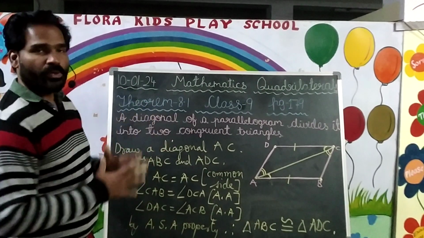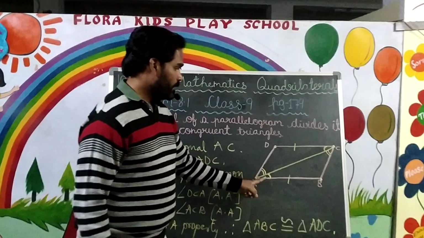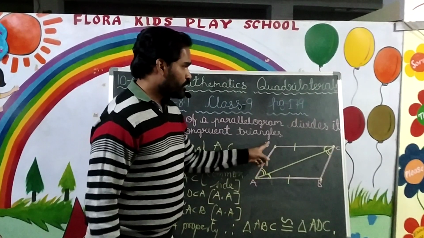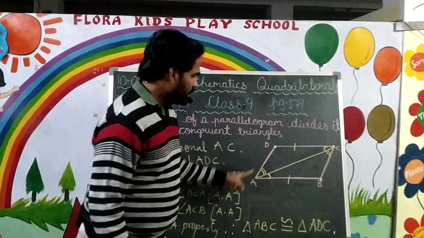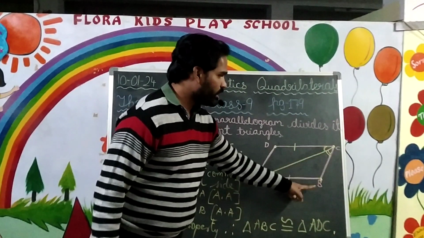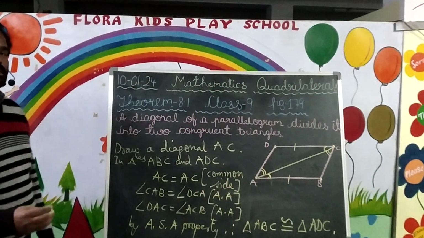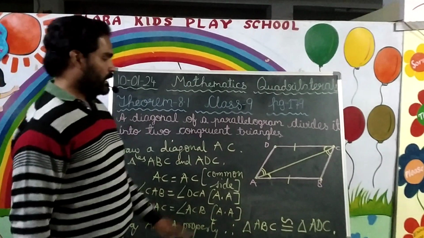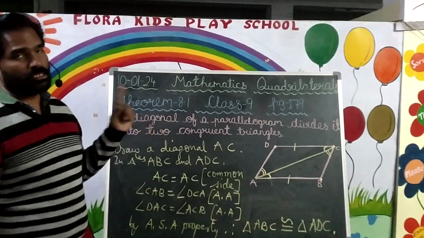Why is AC equal to AC? Because it's a common side between the two triangles. Why is angle CAB equal to angle DCA? Because they are alternate angles. Why is angle DAC equal to angle ACB? Again, because of alternate angles. Because of these three logical reasons, we conclude that both the triangles are congruent because of the diagonal AC.